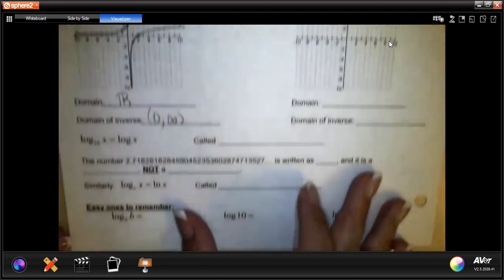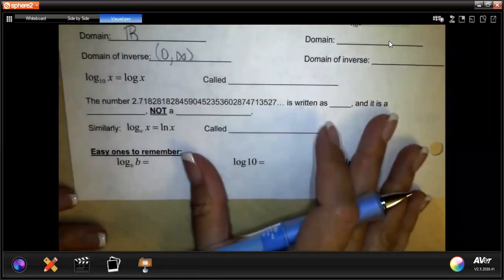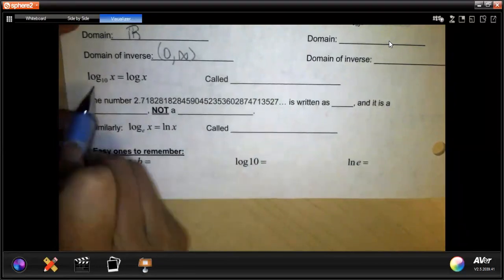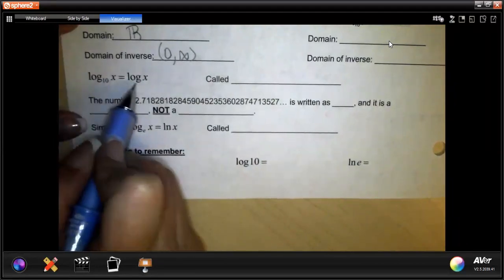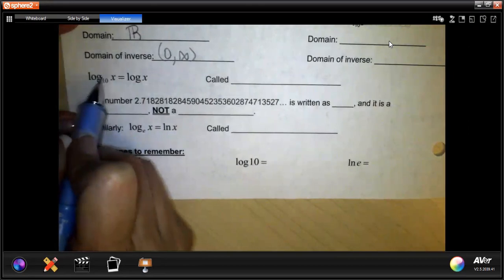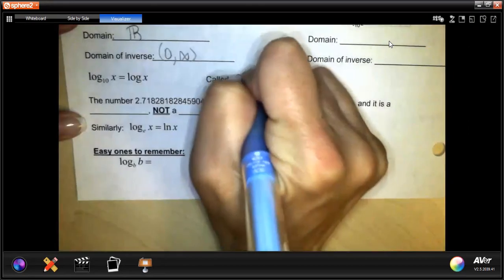All right. We'll move over to just some basic log and exponential stuff that you need to know. Log base 10 of x is the log x. So when there's no base written on the log, then it is a 10, and it is called the common log.